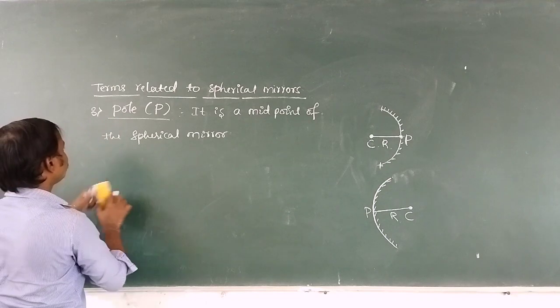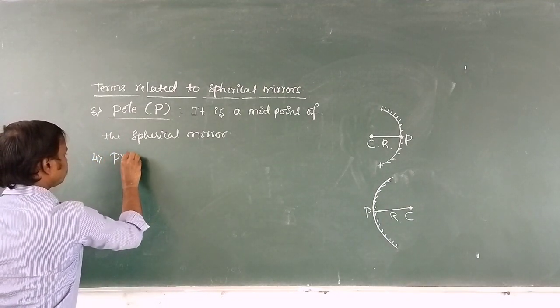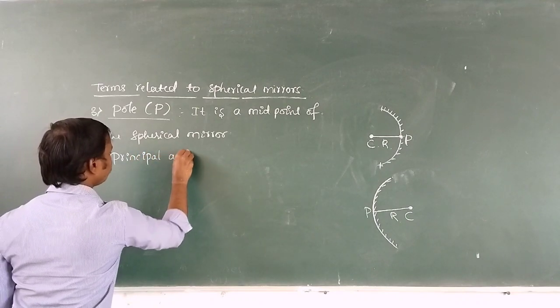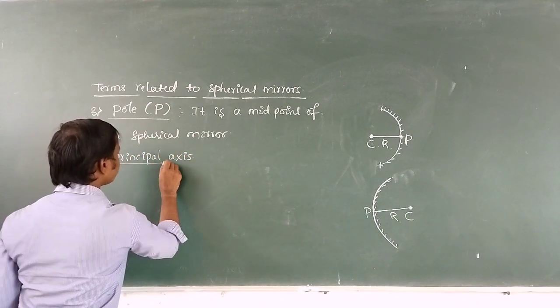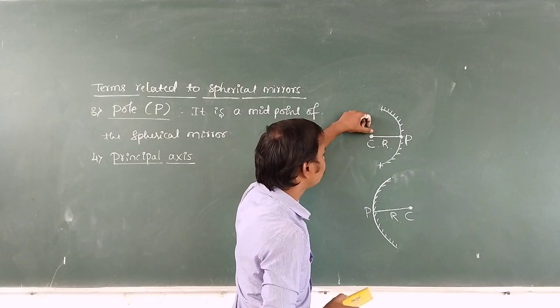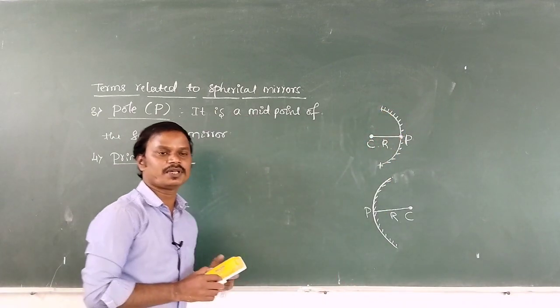Sorry, third one pole, then fourth one principal axis. What is principal axis? Principal axis is the line joining between the center of curvature and pole of the spherical mirror. What do you mean by principal axis?